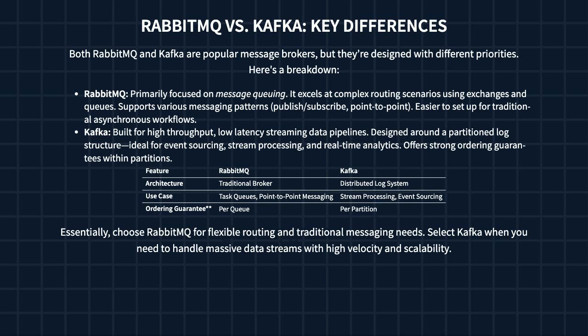Key differences lie in their architecture. RabbitMQ is a traditional broker, while Kafka uses a distributed log system. And importantly, they handle ordering differently. RabbitMQ guarantees order within each queue, while Kafka offers ordering within a partition of the log.